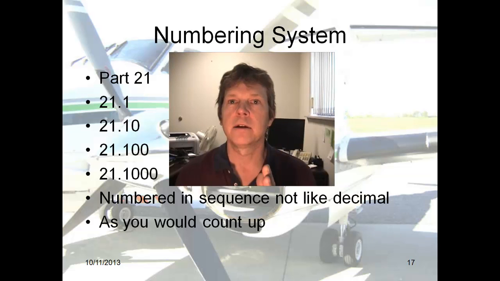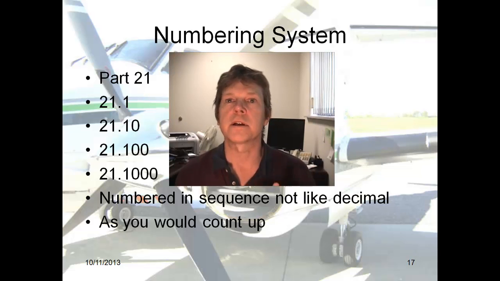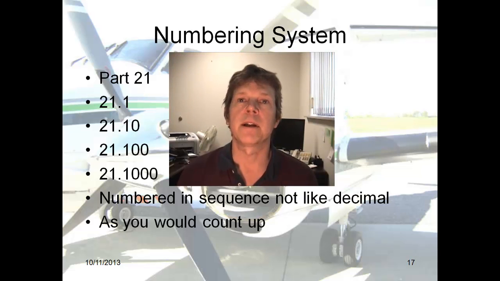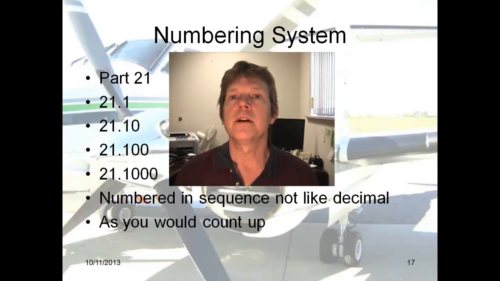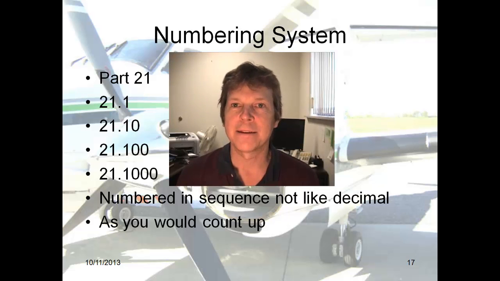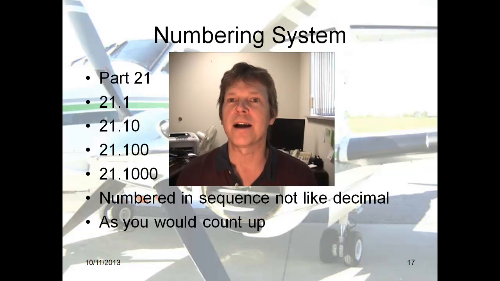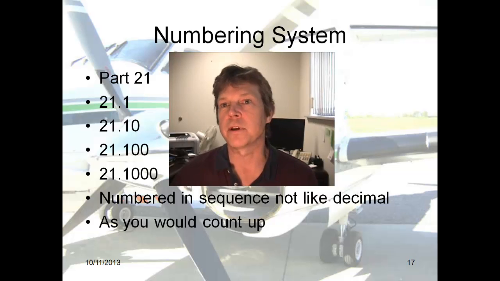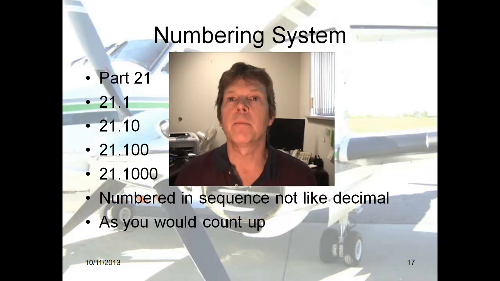The counting system that the FAA uses is after they signify the part. So we got 21 dot. On the right side of the decimal point, we're going to count up 1, 2, 3, 4, 5, 6, 7, 8, 9, 10, all the way up to 99, 100. The numbers are in sequence to the right of the decimal place. It's not like the Dewey Decimal System. It's not like math, where 21.1 and 21.10 are the same number. 21.100 in math, it's the same number. In this case, we count up. So we start with 1, we count up to 9, then we go to 10, 11, 12, 13, 14, all the way up to 99. So remember that the way the FARs are numbered, they're numbered like you would count.